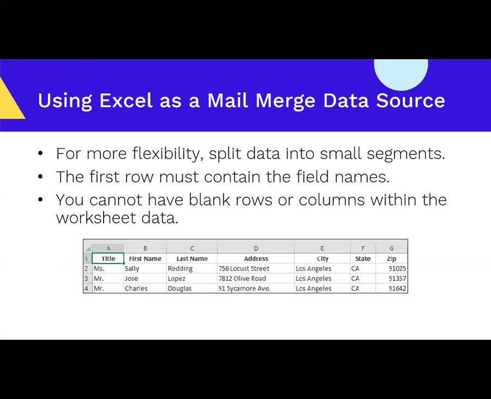Okay. So using Excel as a mail merge data source. For more flexibility, you can split data into small segments. The first row must contain the field names: the title, the first name, last name, address, city, state, and zip. You cannot have blank rows or columns within the worksheet.